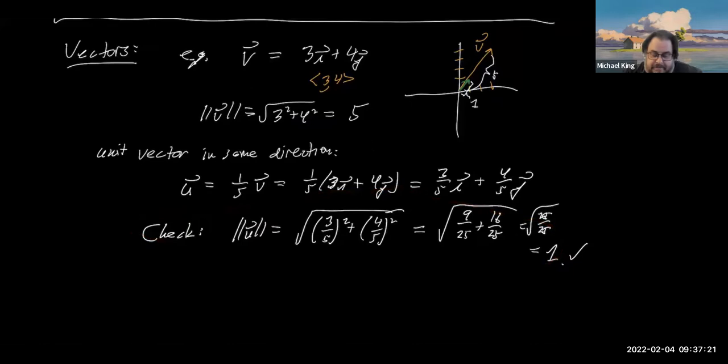So any vector you have, you can always find a unit vector in the same direction, the vector of length 1 in the same direction. Again, it might seem kind of random now, but it will be very useful for calculus. Does that answer the question?